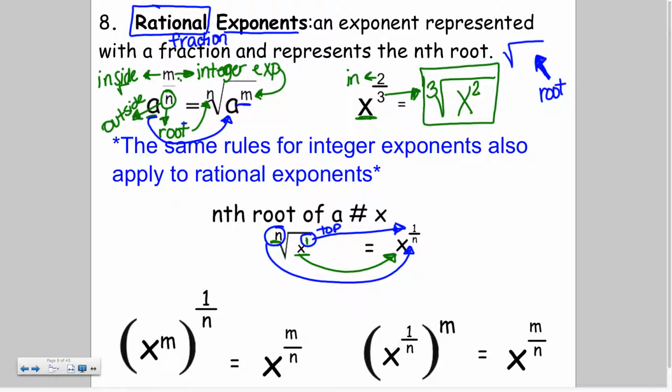That's all you're doing. Now, the other thing that you need to remember is when you have x to the m raised to the 1 over n, that is a power to a power. When we have a power to a power, we're going to multiply them. So I'll have m times 1 over n.